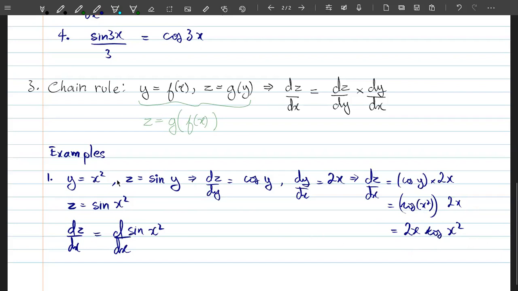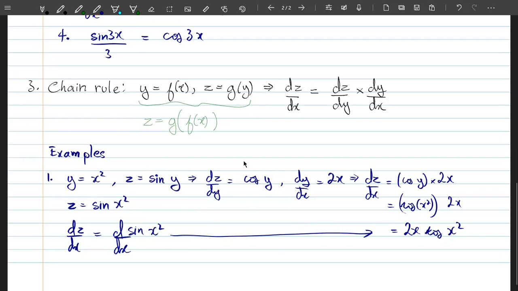But yes, we see that we can get the derivative of this composite function, that is sine of square of x. So you can see the two functions there. Sine is the outer function, square is the inner function of x. Sine of square of x is differentiated to give 2x cos of x square.